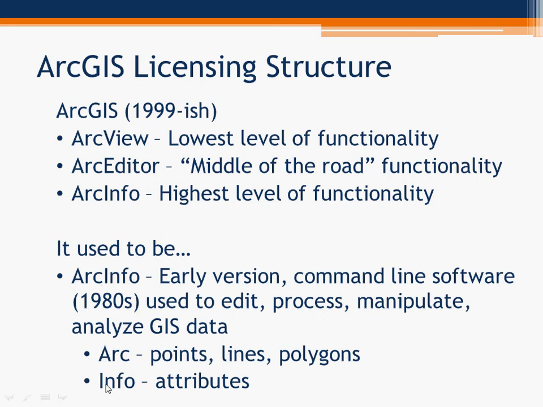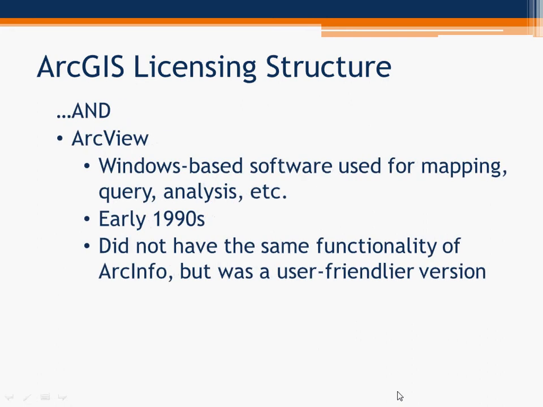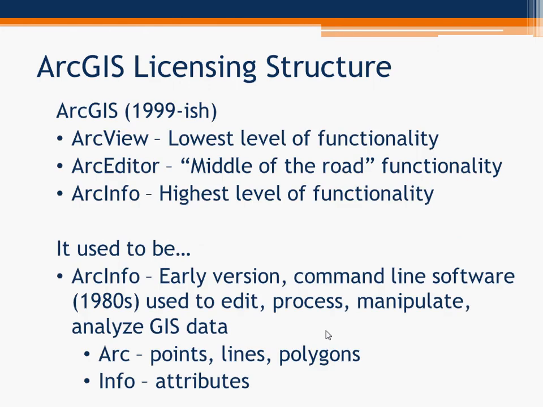As the name would indicate, ArcInfo, Arc would be the points, lines, and polygons. That's going to be our geometry, and then the info is going to be the information behind the geometry, or the attributes, the characteristics of those different features. And there was another standalone piece of software called ArcView. So early 1990s, a more Windows-friendly, user-friendly version came out that was not as powerful as ArcInfo, but was very good for mapping and analysis and querying data, making maps. And so in 1999, what Esri did was they took basically ArcView and ArcInfo and mashed it into what we basically know today as ArcGIS.